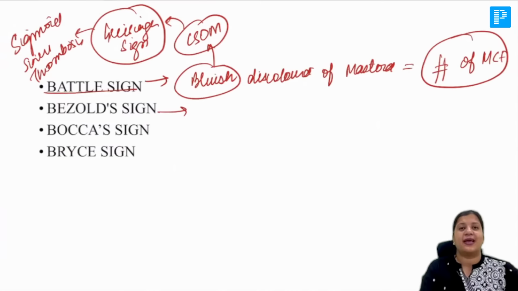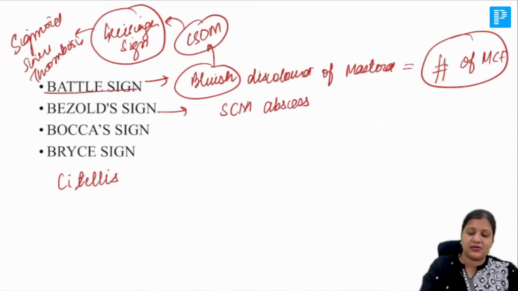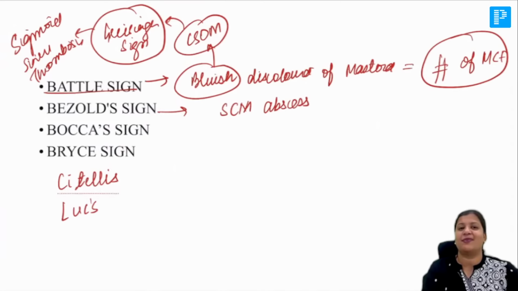What is Bezold's abscess? It's an abscess that happens following mastoiditis where the pus trickles in which muscle? Sternocleidomastoid muscle. There is an abscess that we call it as Bezold's abscess. Can you all quickly tell me what is Citelli's abscess and what is Luc abscess, which we see in patients who are having mastoiditis? I'm waiting for all of you.